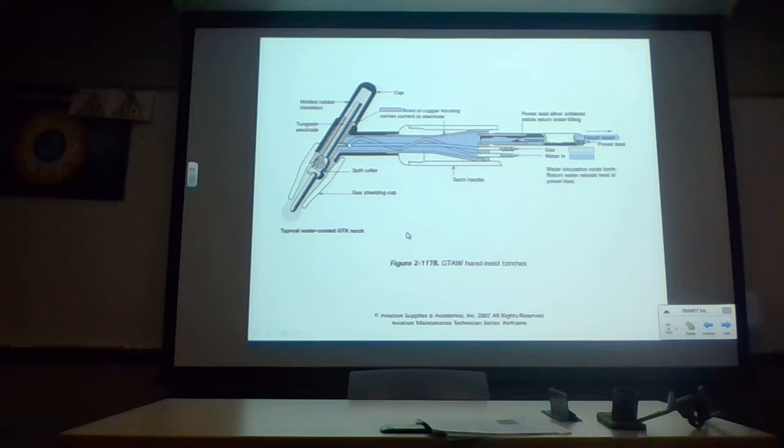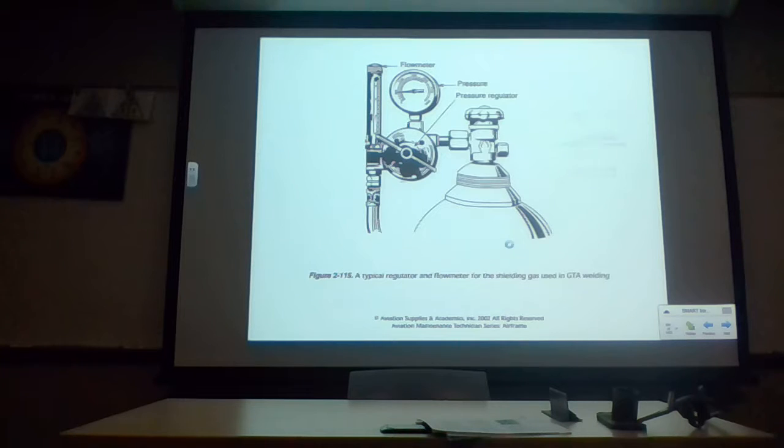But anyway, that's what they do for cooling some of the torches. And that's it. This shows you a close-up view of what they use to adjust the pressure and the flow of the inert gas. The gases that are commonly used are argon, and sometimes helium, or sometimes mixtures of the two. They have different characteristics. Sometimes people prefer to use argon because it's a heavier gas.